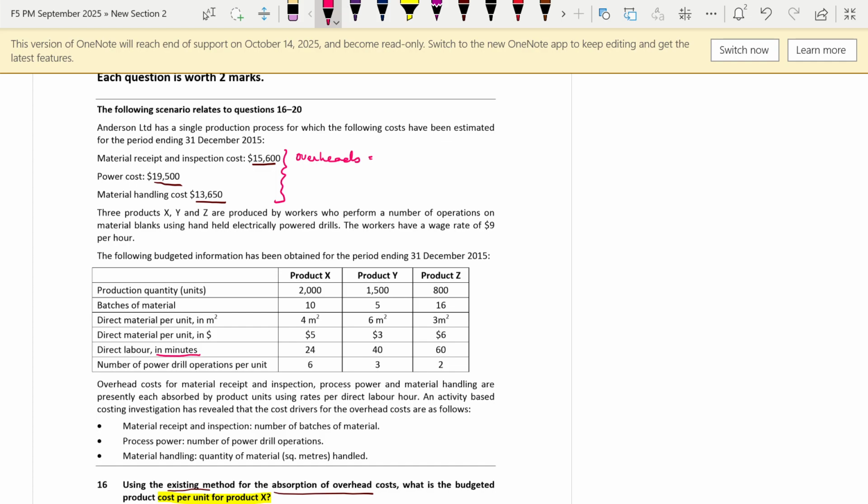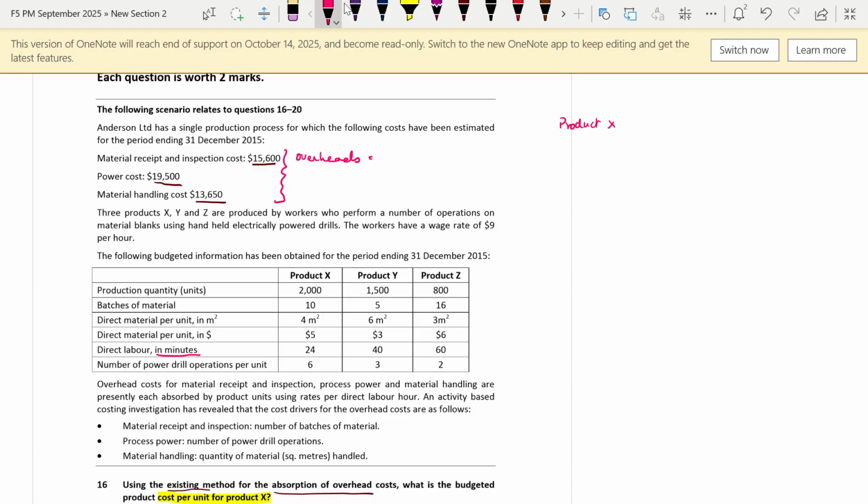Yes, tell me. Okay, finished. What do we have to calculate? Question number 1: using the existing absorption of overheads, what is the budgeted cost per unit? For which product? For product X.